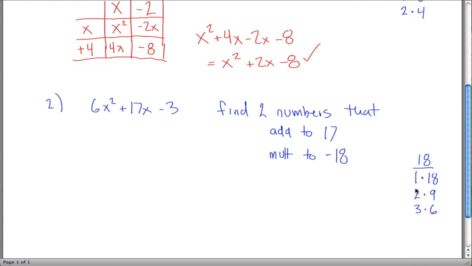Yeah, all the different integer pairs that will multiply to 18 are here. So we've got these three possibilities. We want to multiply to negative 18, so one number has to be negative in each of these pairs. So can we make one of these numbers negative and have them add up to be positive 17? Looks like that'll work with this first pair if we choose positive 18 and negative 1.